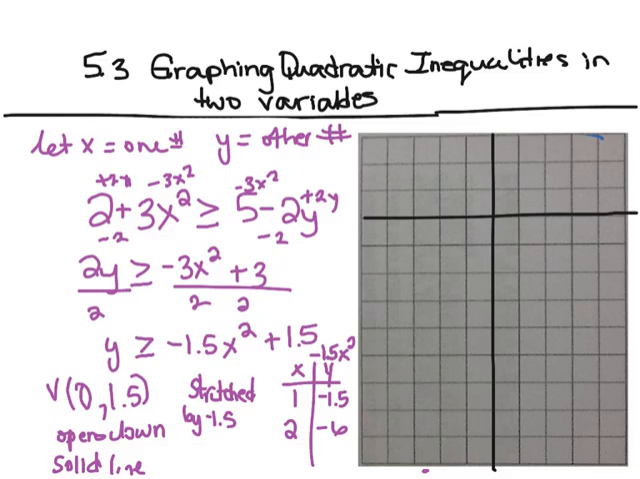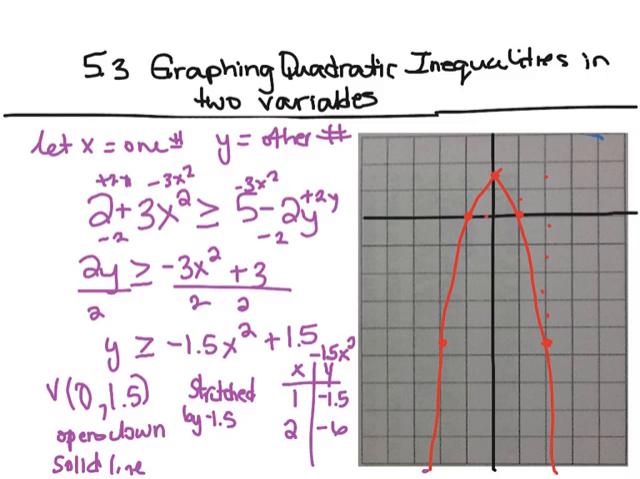So if we graph this, our vertex is at 0 and 1.5, right about here. When we go over 1, we're going to go down 1.5 on both sides. When we go over 2, we're going to go down 6. So 1, 2, 3, 4, 5, 6 on both sides. And then we connect our dots, and here's our parabola.